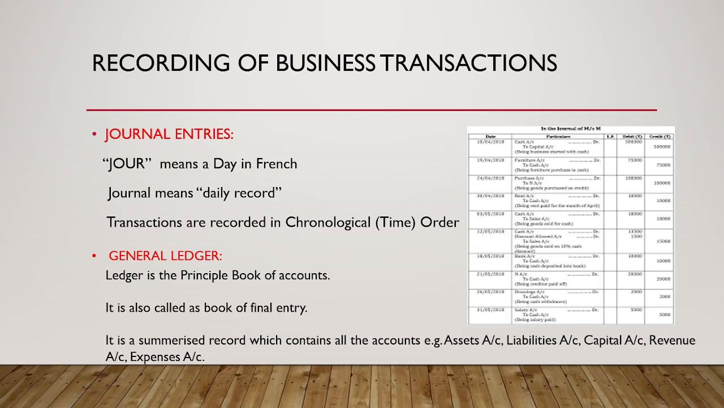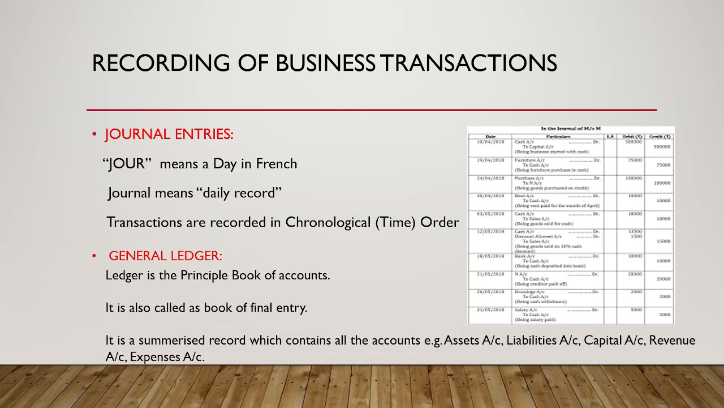So how does this recording of business transactions take place? The first and foremost recording of business transactions is done in a journal. Jour means a day in French. Journal means daily record. So transactions are recorded in chronological order, that is, in timely order.